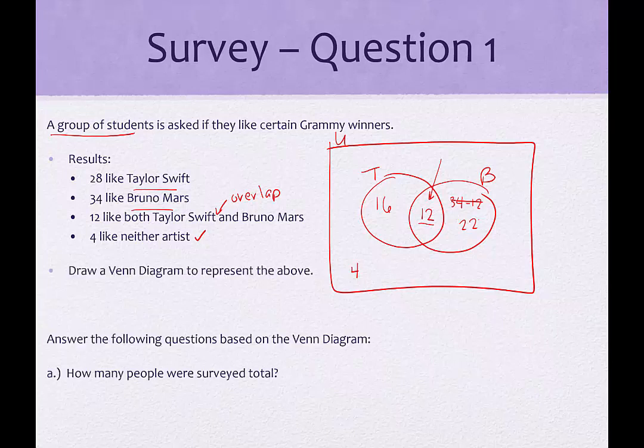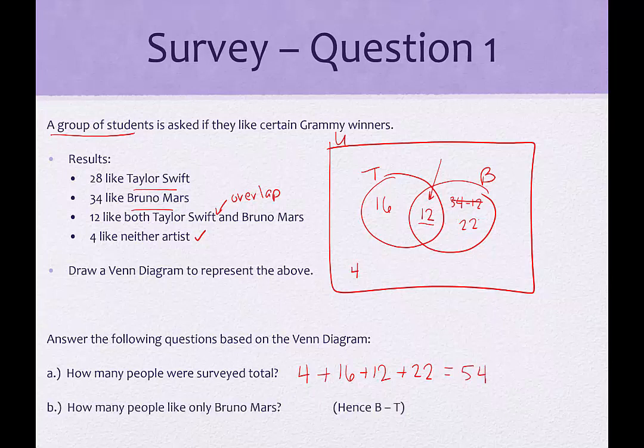So 1, how many people were surveyed total? This is a Venn diagram with 2 sets, so we add up the 4 regions. That includes people who said neither, people who only like Taylor, people who like both Taylor and Bruno, and people who only like Bruno. And if we add these up, this is 20, 30, 40, 54. We see 54 people were surveyed total.